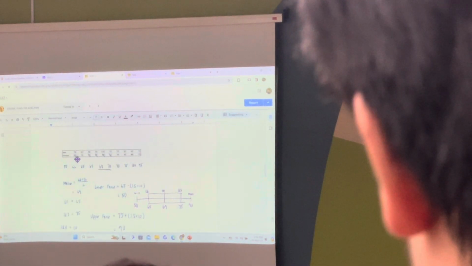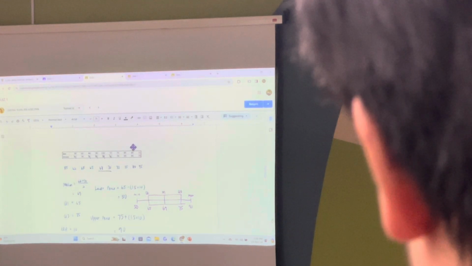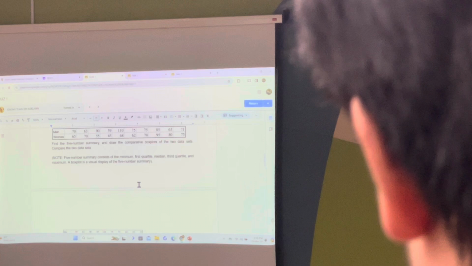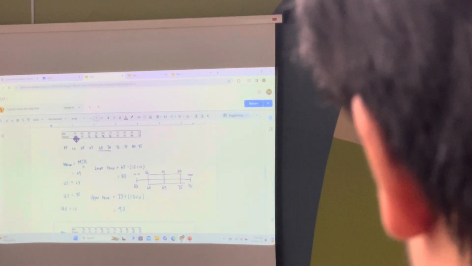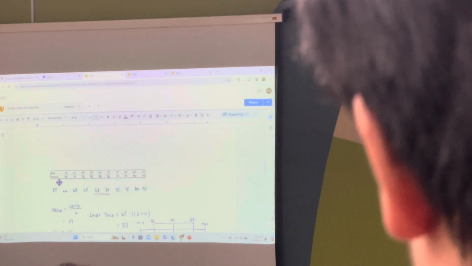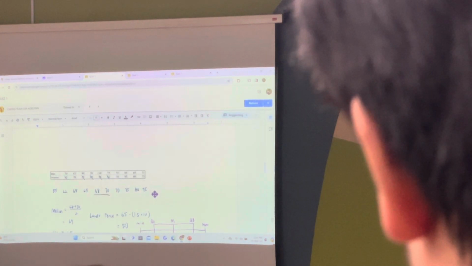Okay, so what is the answer? 1, 2. Okay. So for example, you want to find the IQR for month. So first thing is you need to sort your data set first. You need to sort your data points first in ascending order. So start from 55 up until 95 for month.